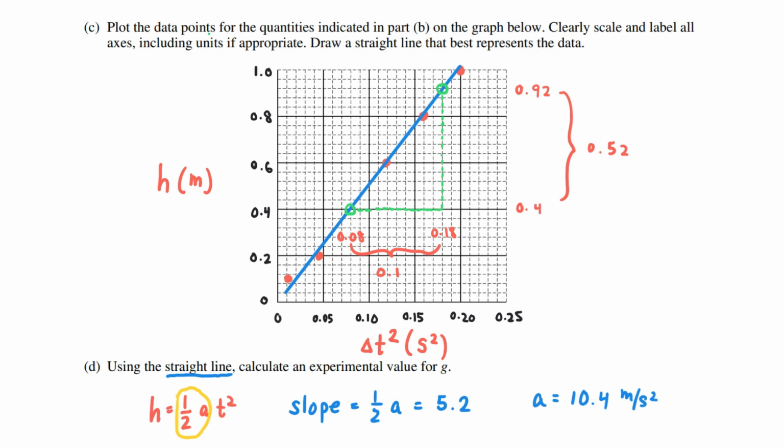The only thing I would be a little bit careful of here is they actually say the word calculate in the directions for part D. So I kind of did some of my slope work, the rise and the run, up above, but you might want to just show the calculations of subtracting the y-coordinates and x-coordinates to calculate the slope in the space provided for part D. But 10.4 meters per second squared is a pretty good experimental value for the acceleration due to gravity.